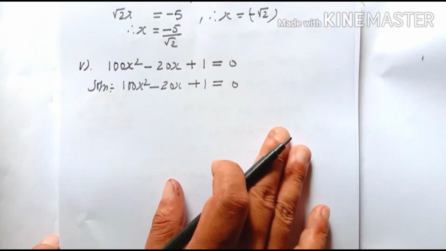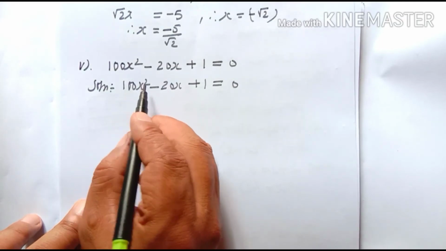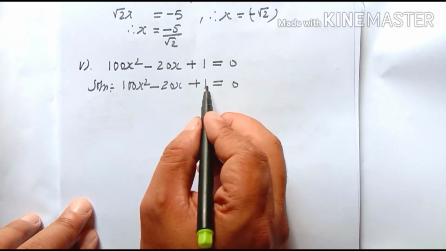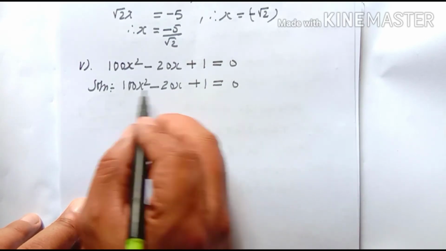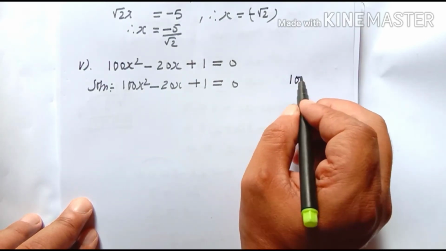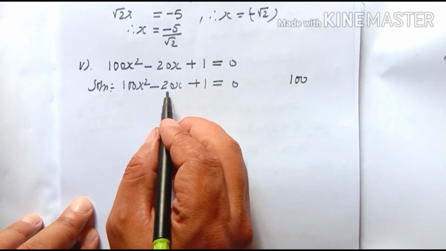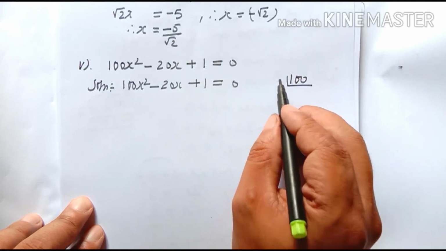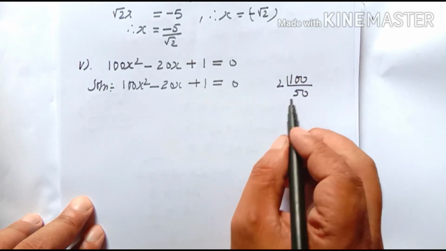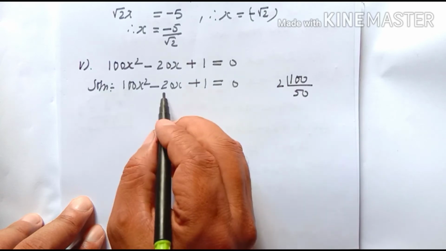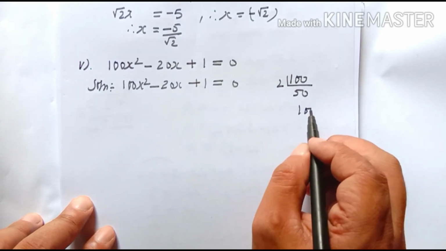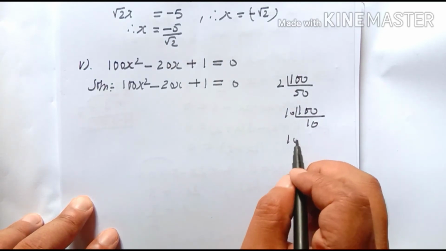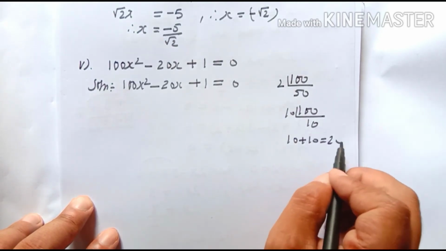And question number 5, which is 100x squared minus 20x plus 1 equals 0. Again the same step, multiply these two: 100 into 1 equals 100. The middle value I need is 20 by using the plus sign. 100 is divisible by say 2 into 50, but the sum of these two numbers is not equal to 20. Again 100 is divisible by 10 into 10. So 10 plus 10 equals 20.